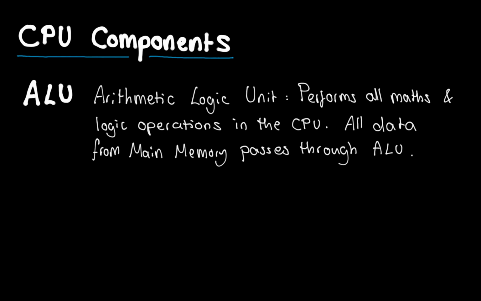So the ALU performs all of the maths and logic operations within the CPU, as well as all the data from main memory, so RAM, passing through the ALU in order to get to the CPU. This is a little bit more relevant when we do the von Neumann architecture, but it's just a couple of things to note.